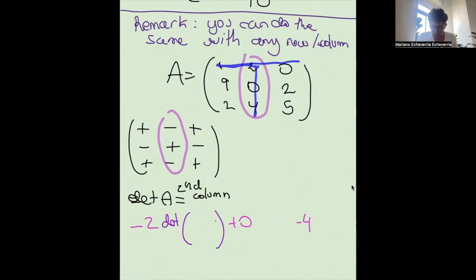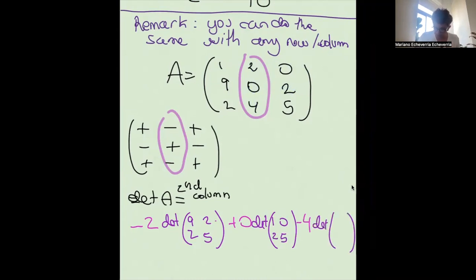So when you delete the 2, you get 9, 2, 2, 5, right? When you delete the 0, what happens? You get 1, 0, 2, 5. And when you delete the 4, what do you get? You get 1, 0, 9, 2. Is that making sense? Is that clear how I'm getting the mini matrices?